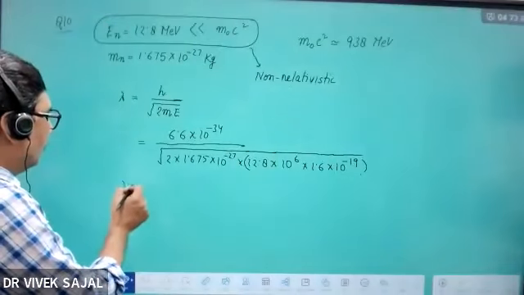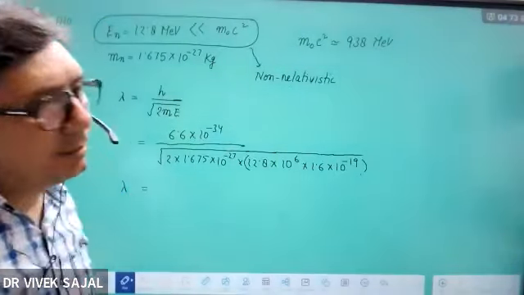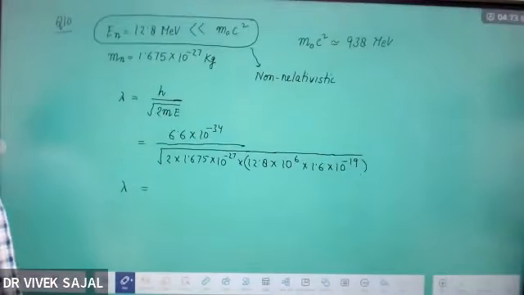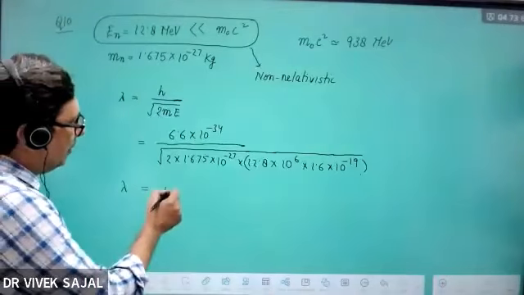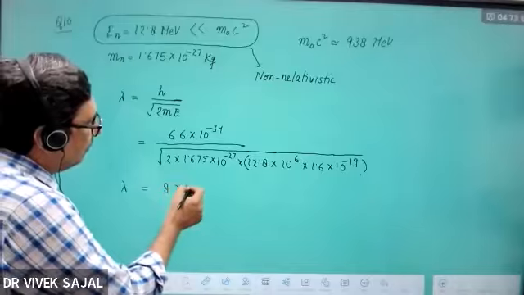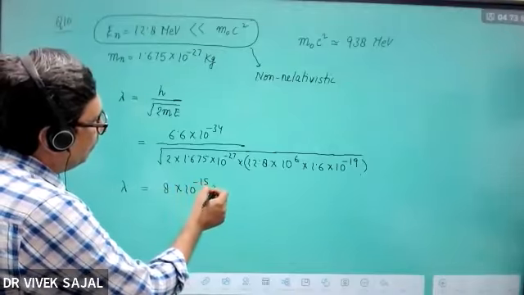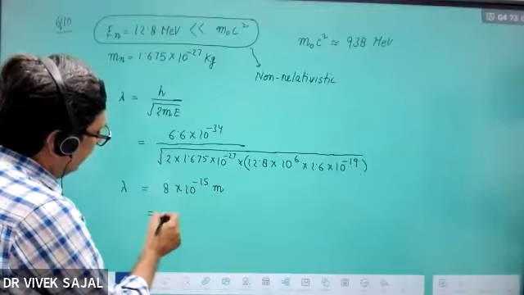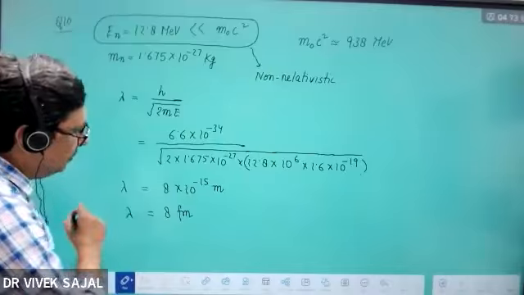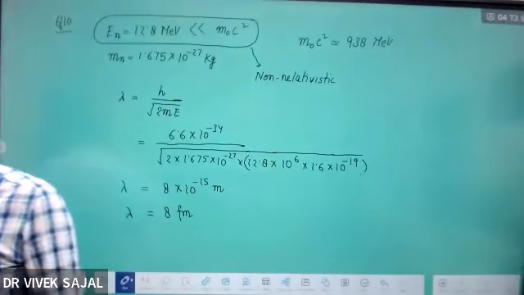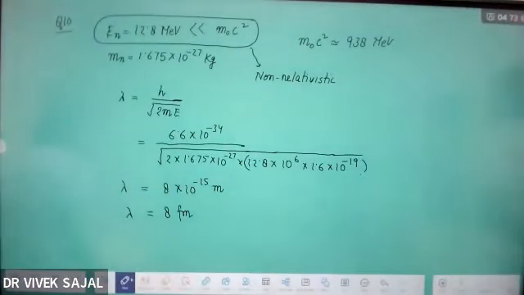Find out what will be the lambda you are going to get. Tell me, how much will it come? 8 into 10 raised to power minus 15 meter. Correct. So this will be 8 femtometer, this will be lambda. So option C is the correct answer.